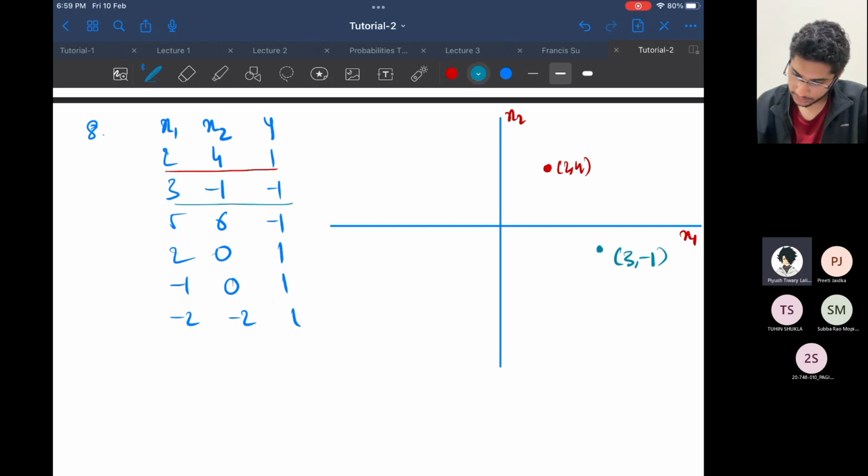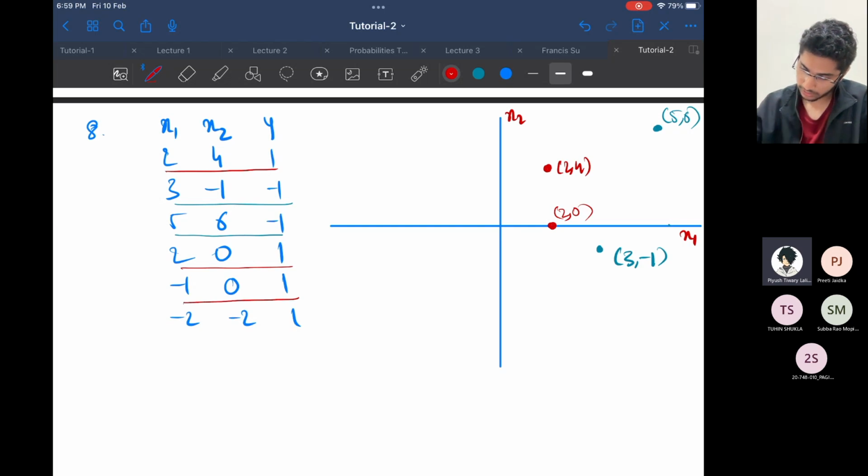Then we are given another point which has a negative label, 5, 6, minus 1. So I will go till 5, and then I will go to 6 somewhere here. 5 comma 6 again has a negative label. Then you have 2, 0, 1, which is 2 steps here, 0 steps ahead, so this is 2 comma 0, and it has a positive label. You then have minus 1, 0, 1. Minus 1 comma 0 is this point, and it has a positive label again. Then you have minus 2 comma minus 2, somewhere here, and it again has a positive label.